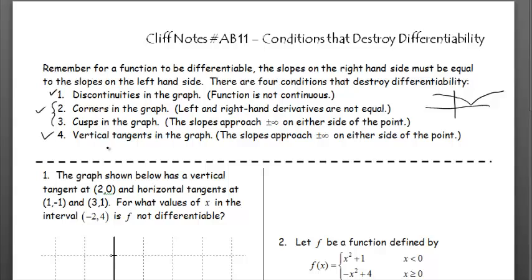But the third thing that did destroy differentiability was a vertical tangent. And as a quick reminder about that graphically, that would be where the graph's coming up and gets very steep and then turns around. So the tangent line right here is vertical. There's a tangent line, which is vertical.